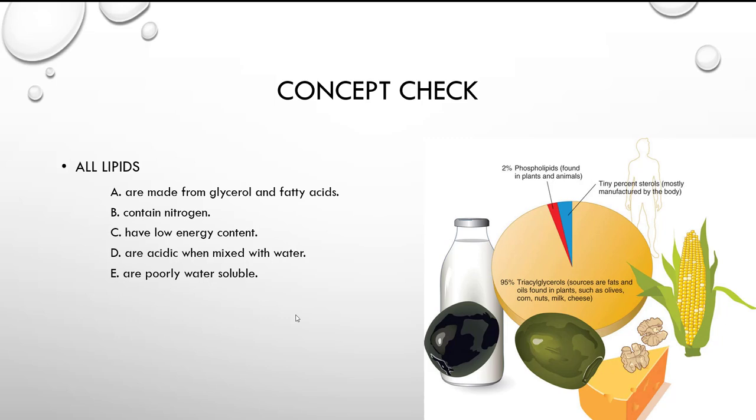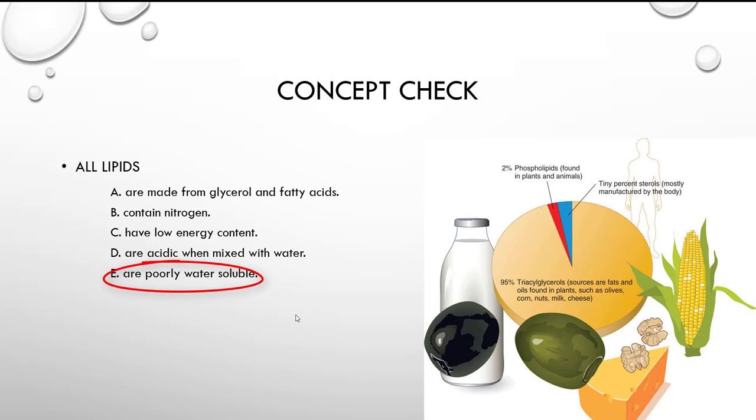All right, so let's do a concept check question to make sure we're understanding our carbs and our lipids. So all lipids, A, are made from glycerol and fatty acids, B, contain nitrogen, C, have low energy content, D, are acidic when mixed with water, or E, are poorly water soluble. So what unites all lipids? If you chose E, I would agree with you. They are poorly water soluble because they're hydrophobic. Our lipids do not mix well with water. So that's the reason why they're classified as lipids.